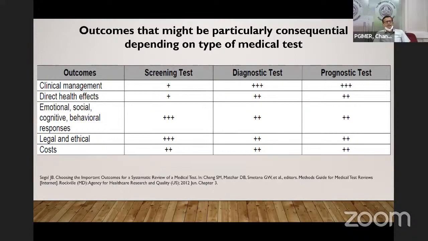If it is a screening test, then you will be looking more for the emotional, social, cognitive, and behavioral responses. And if it comes to the clinical management, then in the diagnostic test, you will frame the outcomes. And for the legal and ethical, you could have the screening test and the diagnostic test. So it depends upon the type of study design which you are creating.